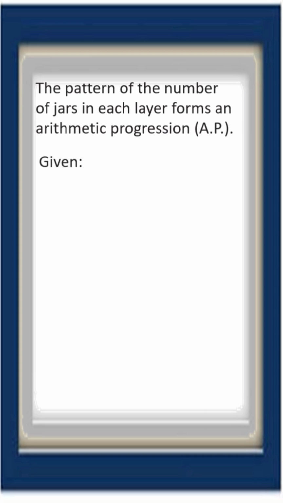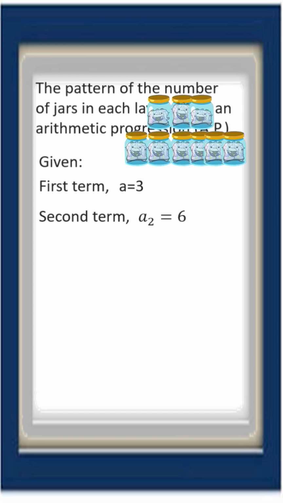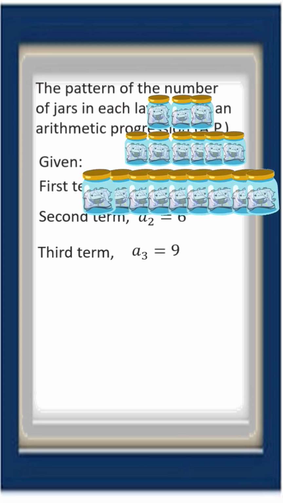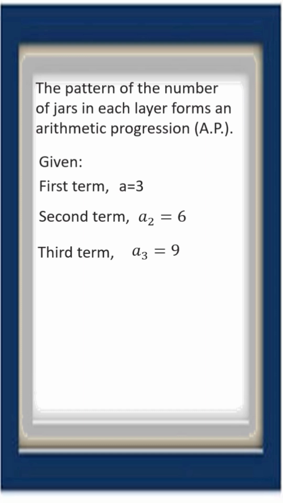Here, the first term a is 3 because on the top layer there are 3 jars. The second term, that is a2, is 6. The third term a3 is 9. So here the common difference d is equal to a2 minus a, that is 6 minus 3, that is equal to 3, or a3 minus a2, 9 minus 6, that is equal to 3.